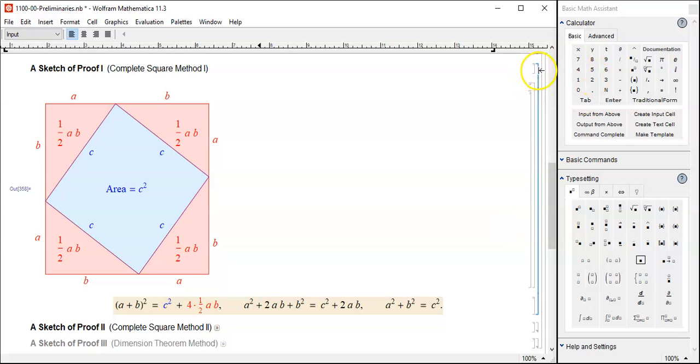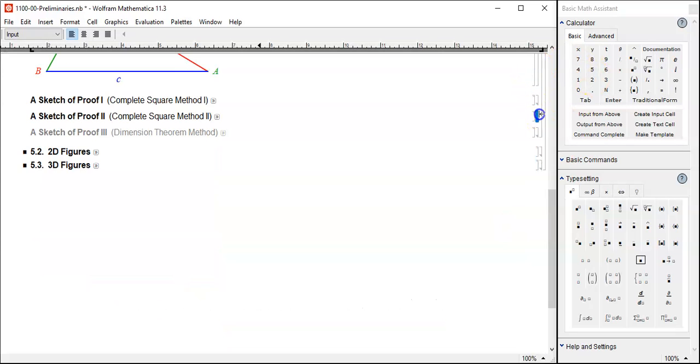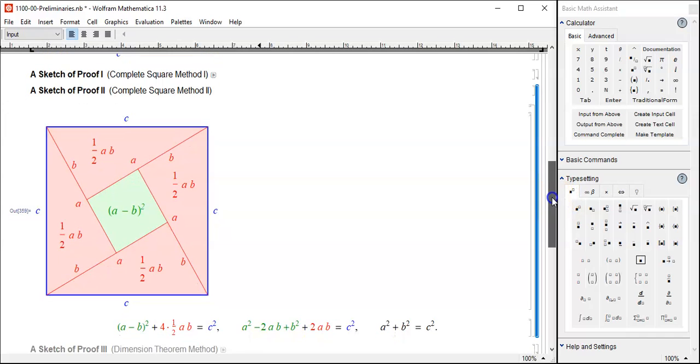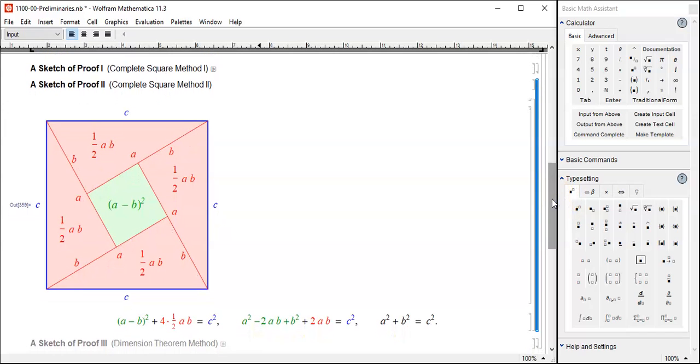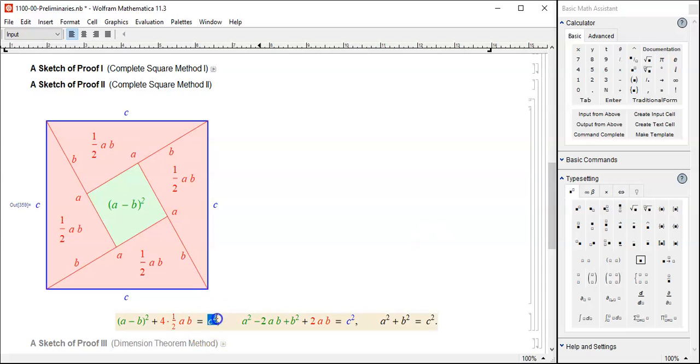Now here is very similar approach. It doesn't appear in our textbook, but I thought it was worthy because textbook has one complete square method. Here's another complete square method. Take 4 copies of identical right triangle, but arrange this time a little bit differently. Hypotenuse goes outside, so that big square here has area c squared. And then 4 right triangles has 4 times 1/2 AB.